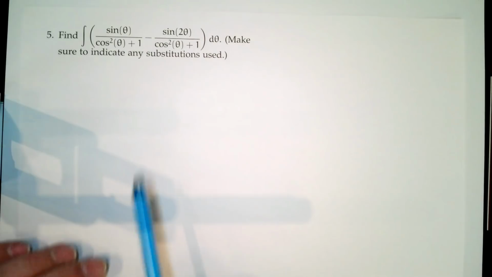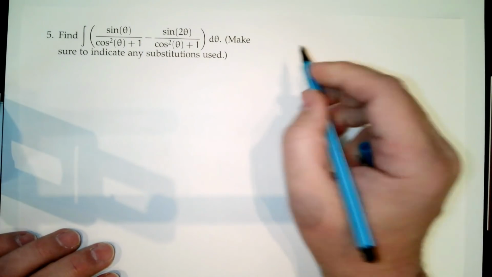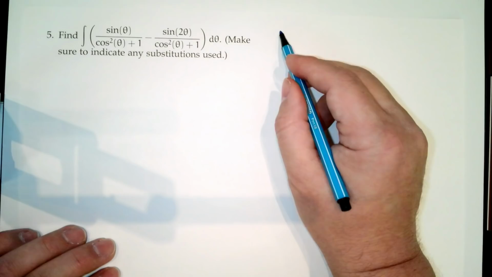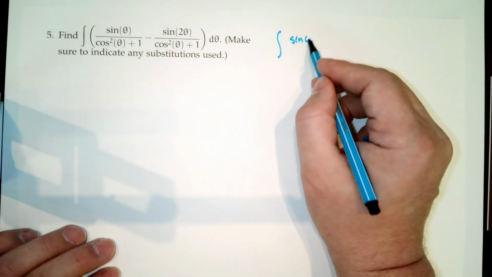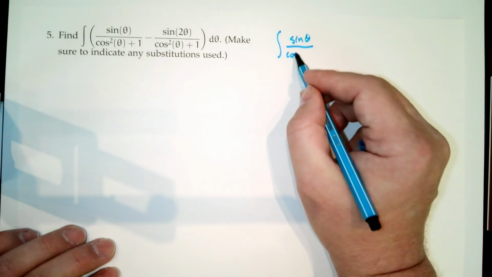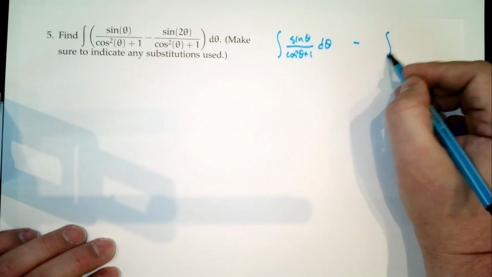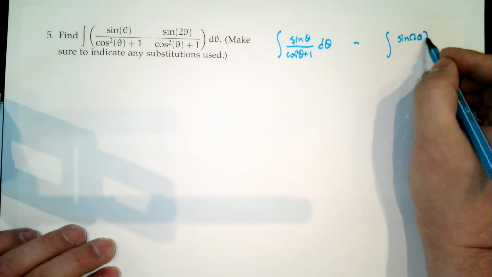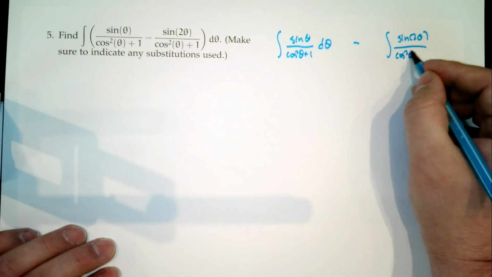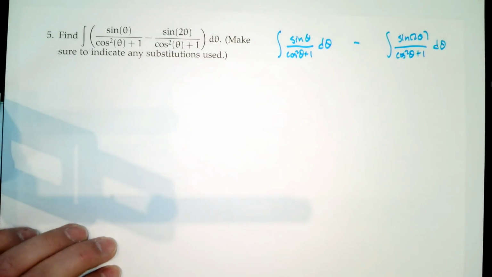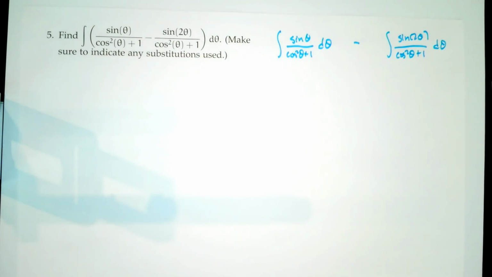Now whenever you see addition and subtraction here, oftentimes it's a good idea to say, well, let me use the addition and subtraction, and let me think about it in pieces. The integral of sine theta over cosine squared theta plus 1 d theta, then minus the integral of sine of 2 theta over cosine squared theta plus 1 d theta. So odds are we might have to do things differently. That's okay. We don't mind. Let's see what we have. Let's start with the sine theta over cosine squared theta plus 1.